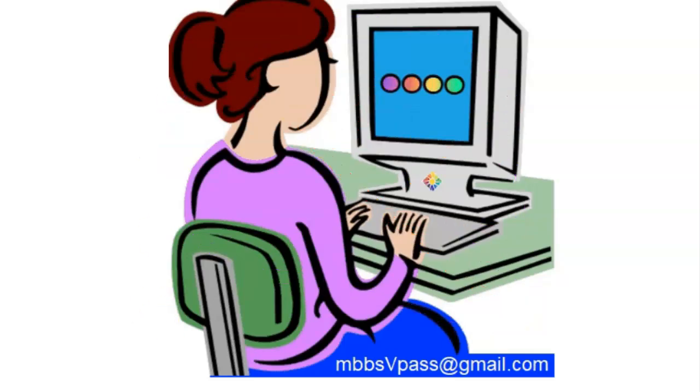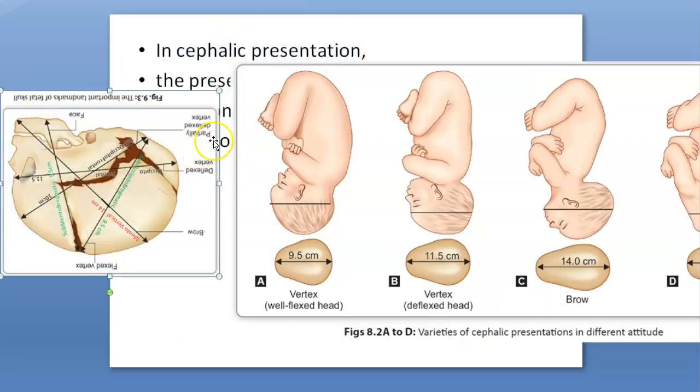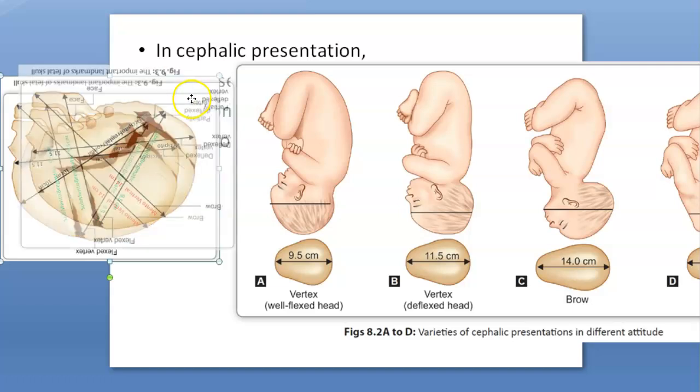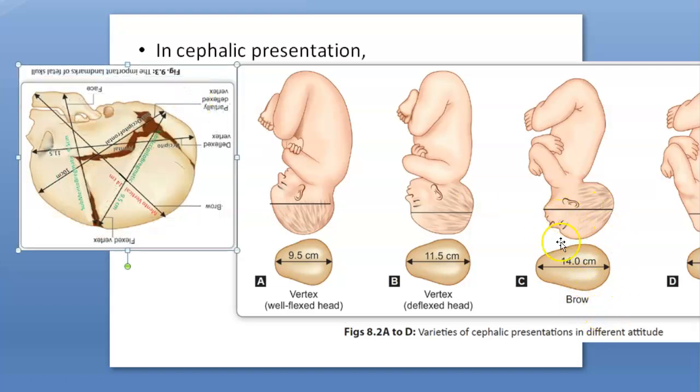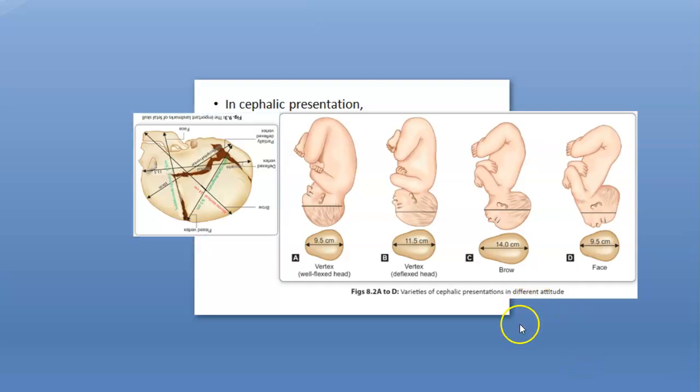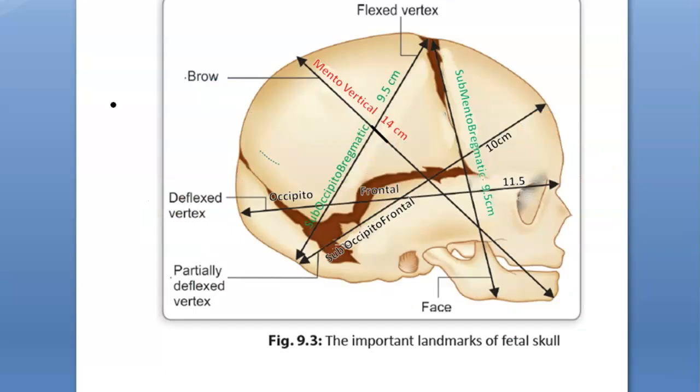So basically, if the cephalic presentation is there, and the presenting part has to become brow, then the diameter that will try to come out is 14 centimeter. That's almost impossible if it doesn't turn around, right? These are three diameters you have learned, the ones in green and the ones in red. Now you have to learn everything in between.